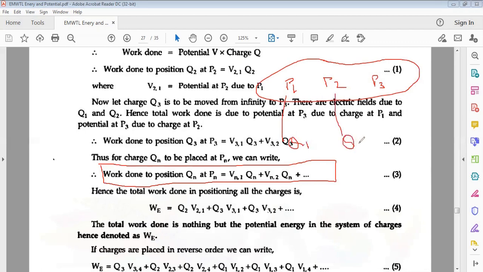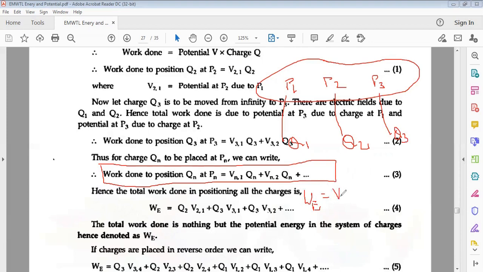Q1 is a charge, Q2 is another charge, and Q3 is another charge you can place. The total work done in the positions is W_E. If Q1 is placed at the point P1, there is no electric field, no potential, and no work done. When Q2 is brought to the P2 position, only then is a force exerted, an electric field produced, a potential present, and work done.